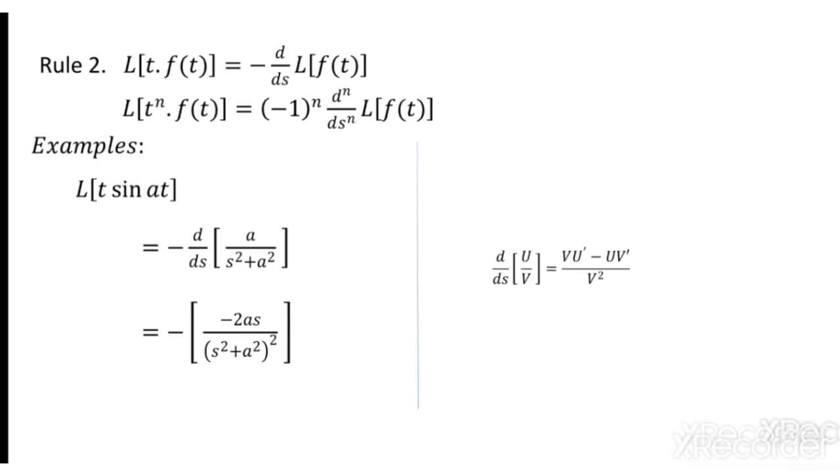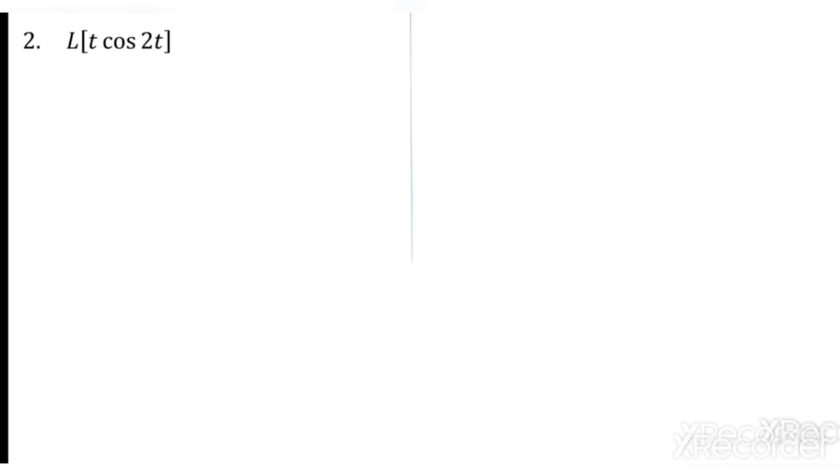So I can get that result: denominator square, s square plus a square the whole square, s square plus a square into derivative of numerator, which is a constant, that gives 0, minus a into derivative of denominator 2s, so minus 2s into a. Outside I have minus, so take it inside, this gives 2as by s square plus a square the whole square. So let us take one more problem, t cos 2t.